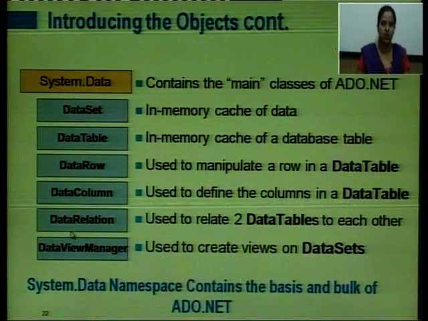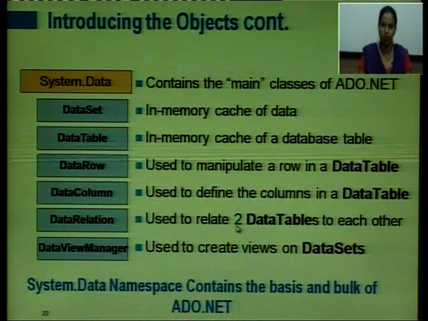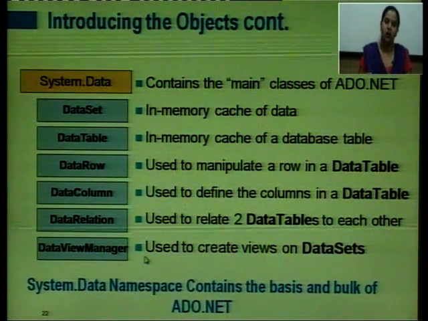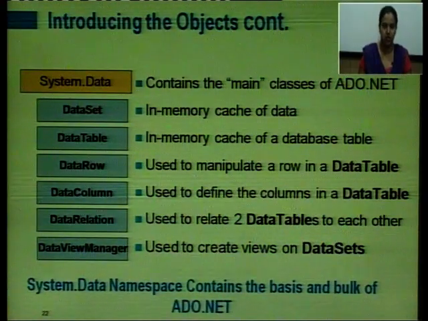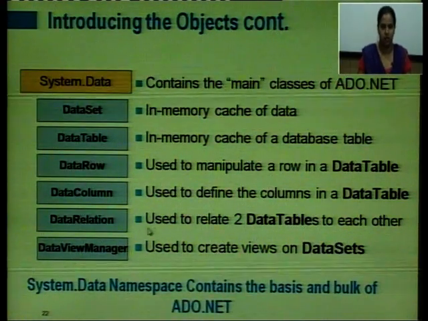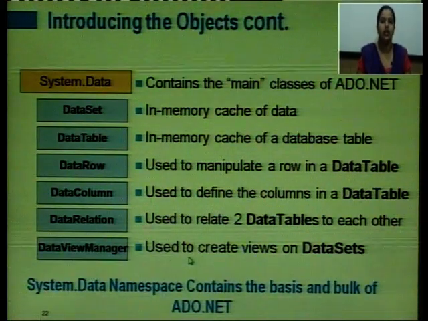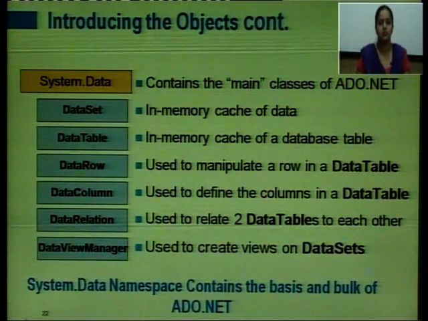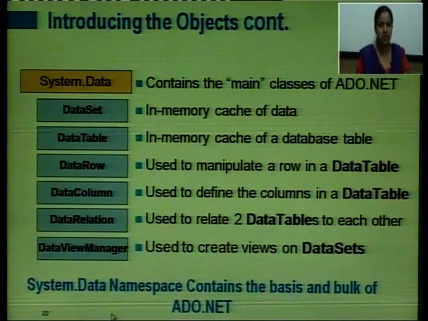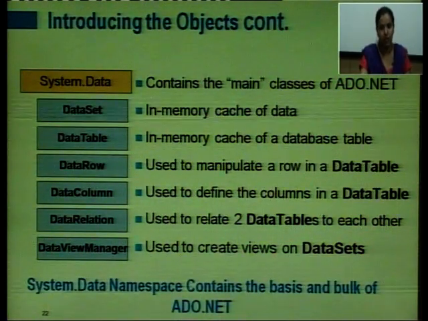The DataColumn is used to define the columns in the data table. Then there comes the DataRelation. It is used to relate two data tables to each other, using referential integrity and the foreign key concept. Then comes the DataViewManager. It is used to create views on the data sets. So the System.Data namespace contains the basis and the bulk of ADO.NET. So this is the main class of ADO.NET.